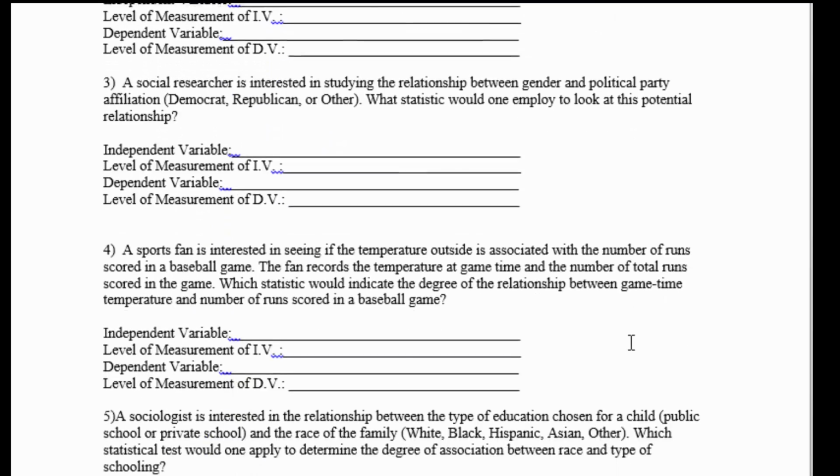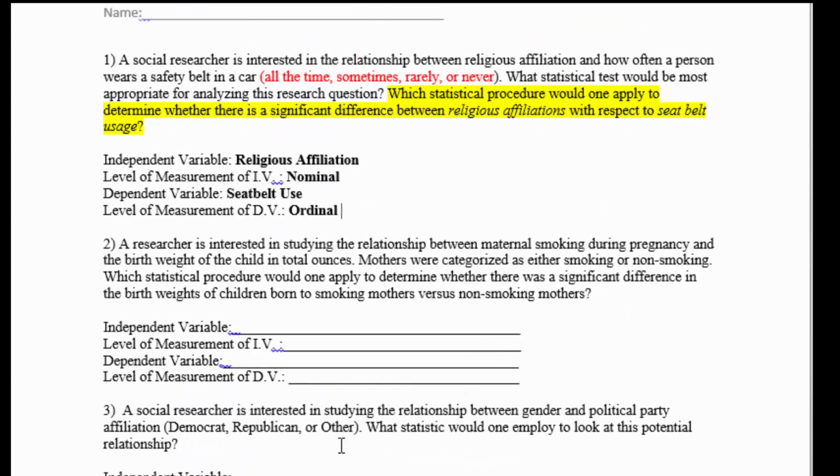For numbers 2, 3, 4, and 5, go through, review your first and last sentences, determine your two variables, decide which is the independent variable and which is the dependent variable. Then note the level of measurement for each variable: nominal, ordinal, or interval ratio.